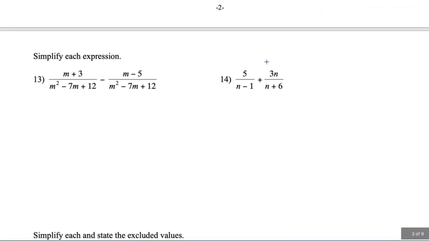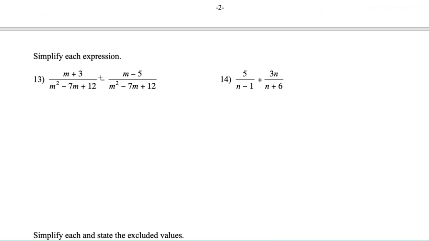Simplify each expression. All right, so fractions. What do we know about fractions? In order to add or subtract them, you have to have like denominators. The bottom needs to be the same. If it's not the same, you need to make them the same. These both have the same denominator. They have like denominators, which means I can just subtract it.